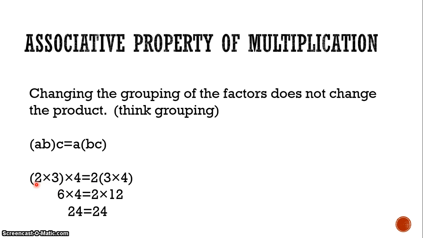All I did here is I took the set of parentheses around 2 times 3, and instead of having it around 2 times 3, I moved it to 3 times 4. So you can see that the parentheses are around 3 times 4 now. Is it going to make a difference? No. 2 times 3 is 6, times 4 is 24. Here I did 3 times 4 first, got 12. I did 12 times 2, and I still got 24 at the end. So all it is, is just moving the parentheses from around these two numbers to around these other two numbers.